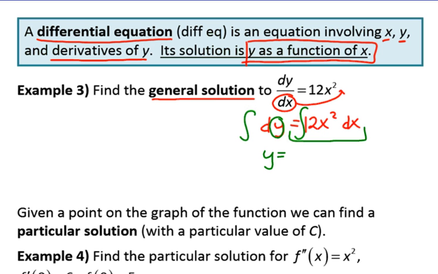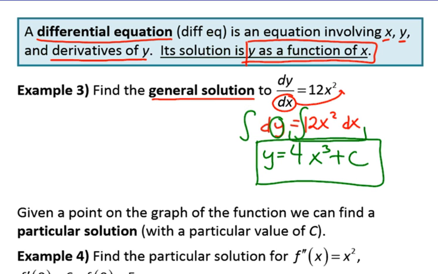So if I want to integrate 12x squared, that would be x cubed with a coefficient of 12 divided by 3, which is 4, plus c. This is my answer. So the only thing really different here that we did is we start out with the dy/dx, move the dx over to the integral, and the difference in my solution is that it's an actual equation for y, not just an expression. Okay, so that's what a general solution is.